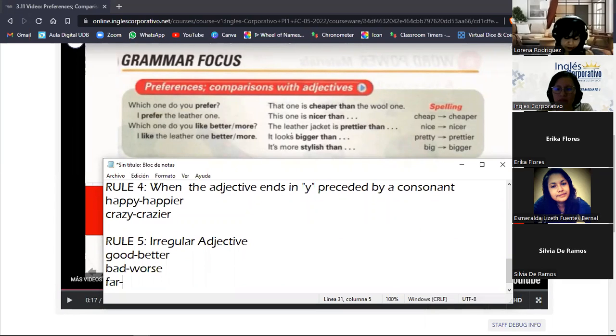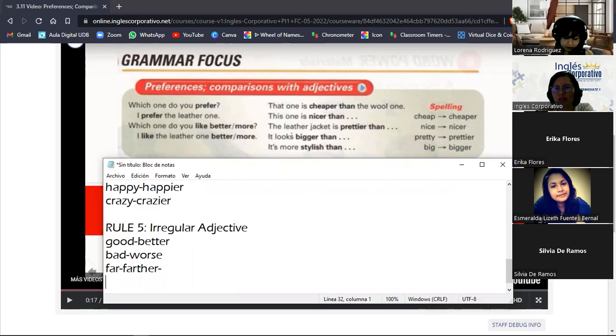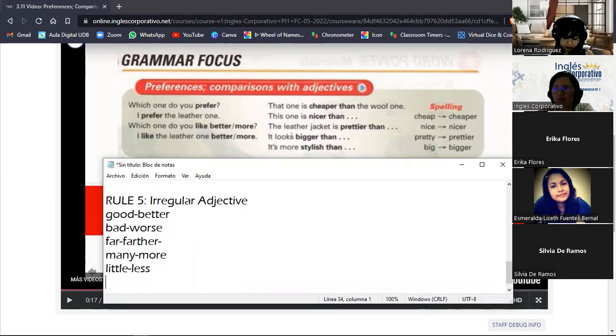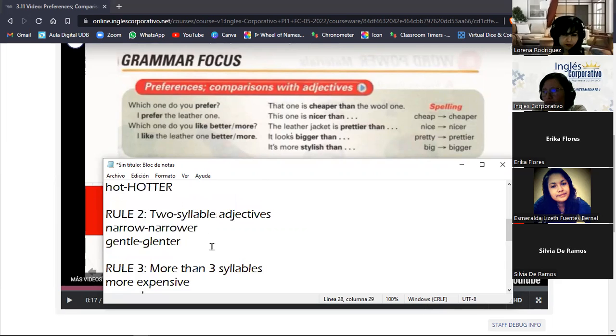Far, farther, right? Many, more. Little, less. Para far también tenemos dos opciones que puede ser farther or further, right? Entonces, estos serían los irregular adjectives, ¿verdad? Entonces, en total, we have 5.